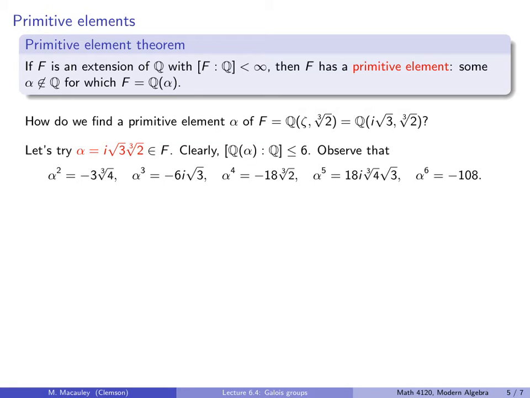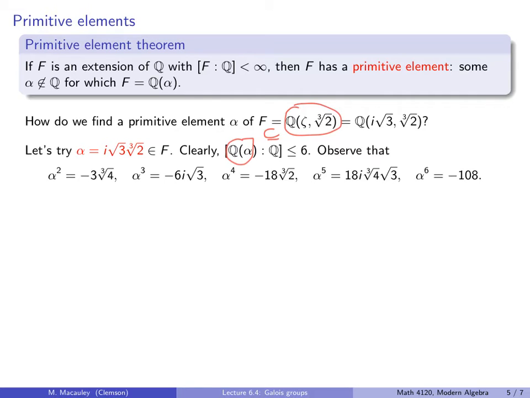Clearly, the degree of Q adjoin alpha over Q is at most 6, because we know that Q adjoin alpha is a subset or a subfield of this extension. And if it's the entire extension, then we've found our primitive element and the degree is exactly 6. However, if it's a proper subfield of this, then the degree is less than 6.